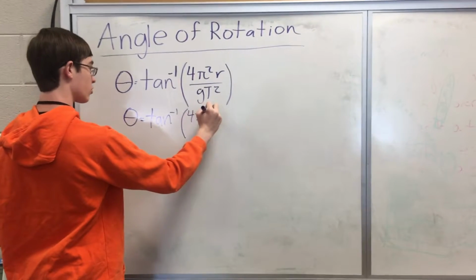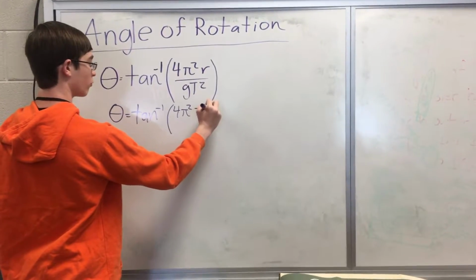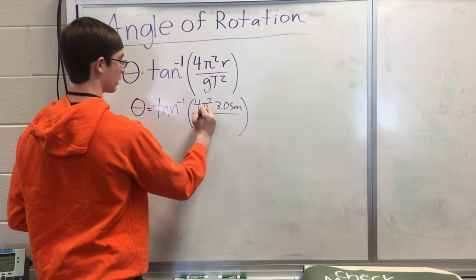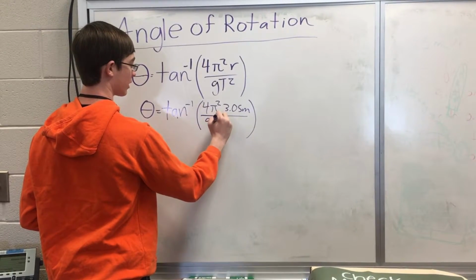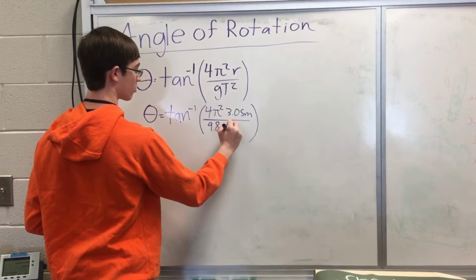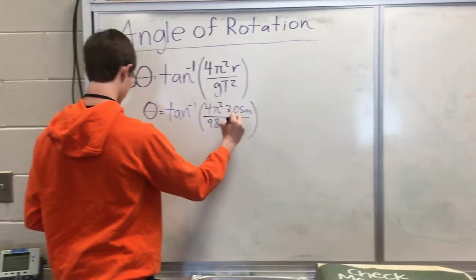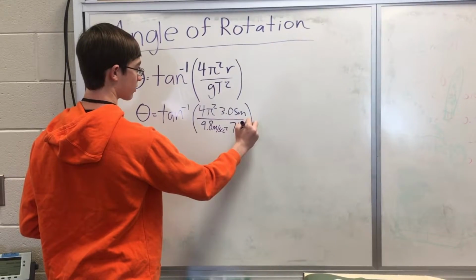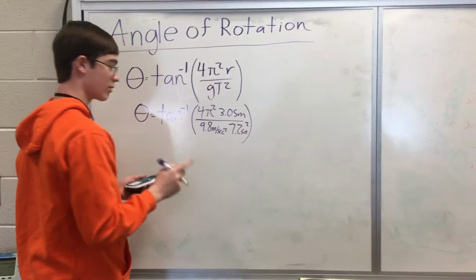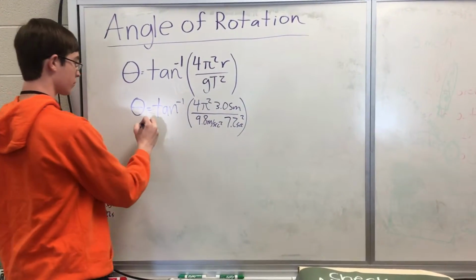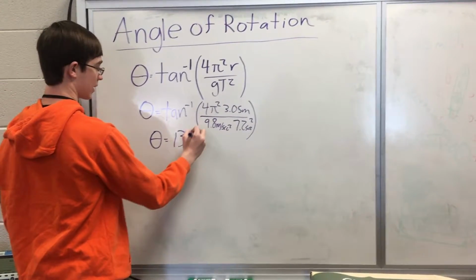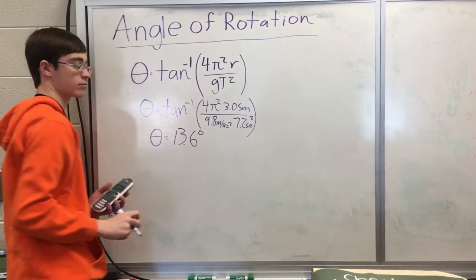Our radius is 3.05 meters. The acceleration due to gravity is 9.8 meters a second squared. And the time was 7.2 seconds squared. So now we just type this in our calculator. We find theta to be 13.6 degrees.